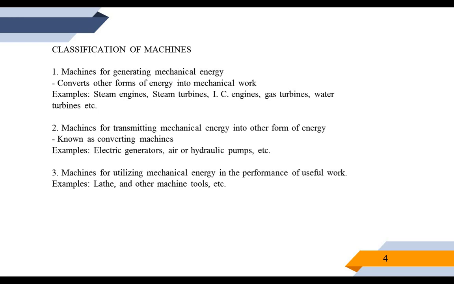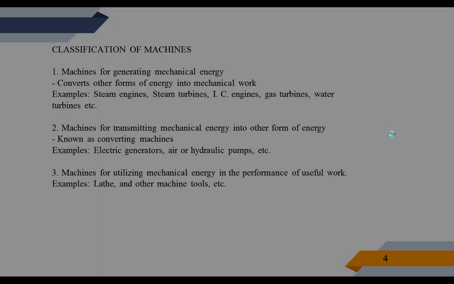Next is the machines for utilizing mechanical energy in the performance of useful work, that is lathe machine and other machine tools. Okay, so this is the classification of machines, that is, machines which convert other forms of energy into mechanical work, machines converting mechanical energy into other forms, and machines for utilizing mechanical energy in performance of useful work. Okay, so these are the different types of machines.